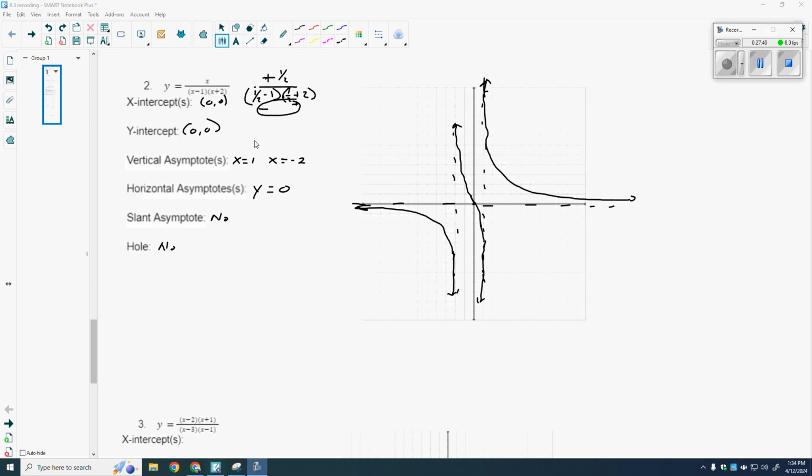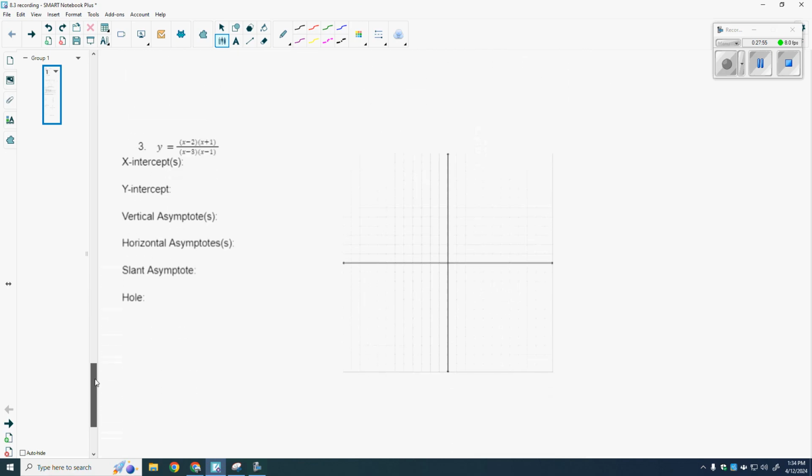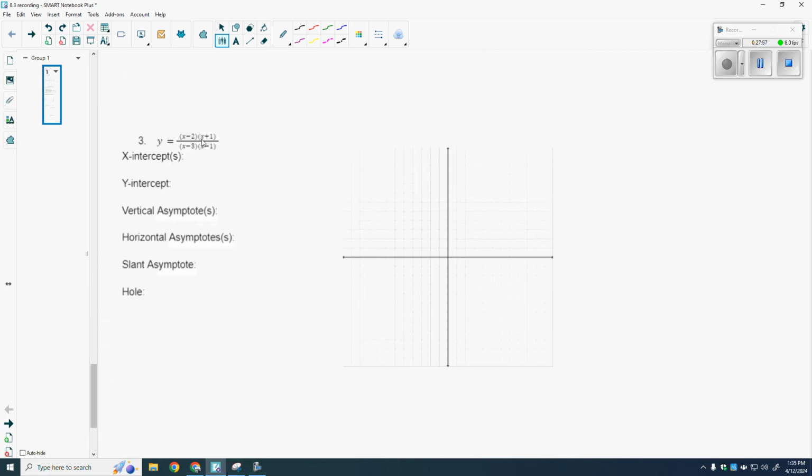So the hardest part, obviously, is the graph. This stuff here, pretty easy. Drawing them on there, pretty easy. Hardest part is figuring out where this all is at. And I get it. It's going to take some practice. Okay, question 3. See if you can fill out all of this stuff. There's no slant asymptote, and there's no holes. We're going to get to that later. So just fill out these top 4 parts. Hit pause, see if you can do that.